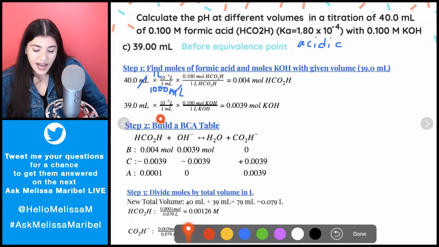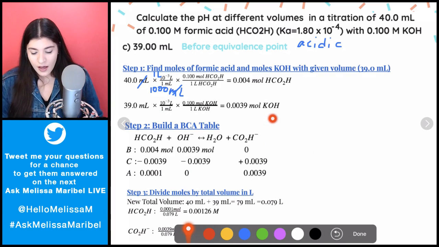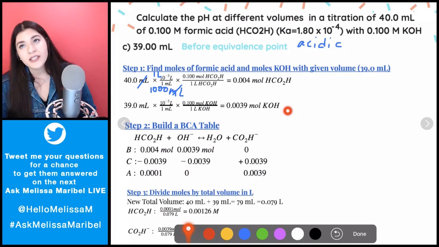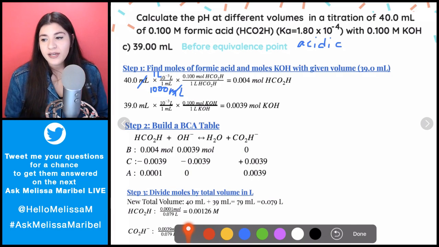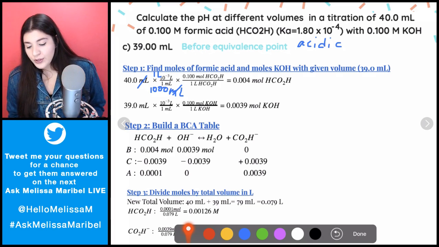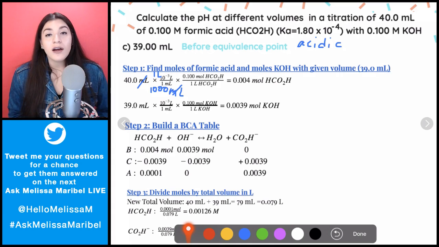We'll do the same exact process for moles of base. So we'll use the 39 that was provided in part C, the volume of our base, KOH. We'll convert that to liters, then multiply that by the molarity that was provided, and that would give us moles of KOH. The reason why we're doing all this, and we want all of this to be in moles, is because we're going to use something different now. So we're not going to use an ICE table.